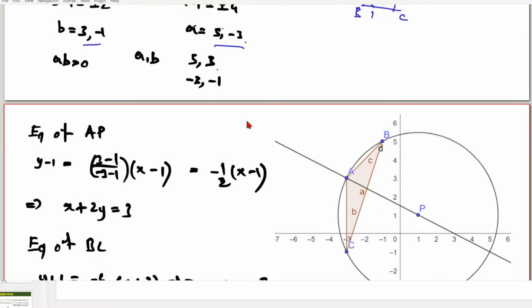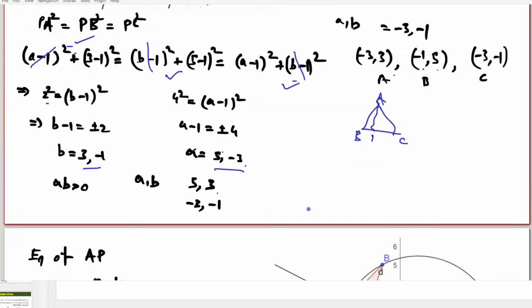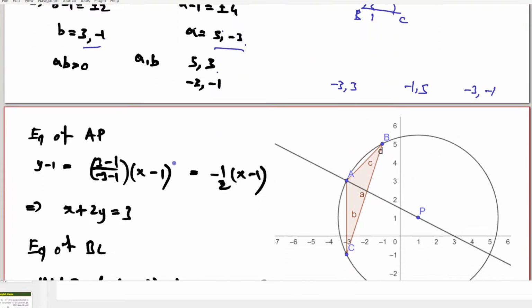What is our A? A is minus 3 comma 3, and B is minus 1 comma 5, and C is minus 3 comma minus 1, right? So A is minus 3 comma 3, that is this point A. And what is B? B is minus 1 comma 5, that is this one. And C is what? Minus 3 comma minus 1, that is this C.